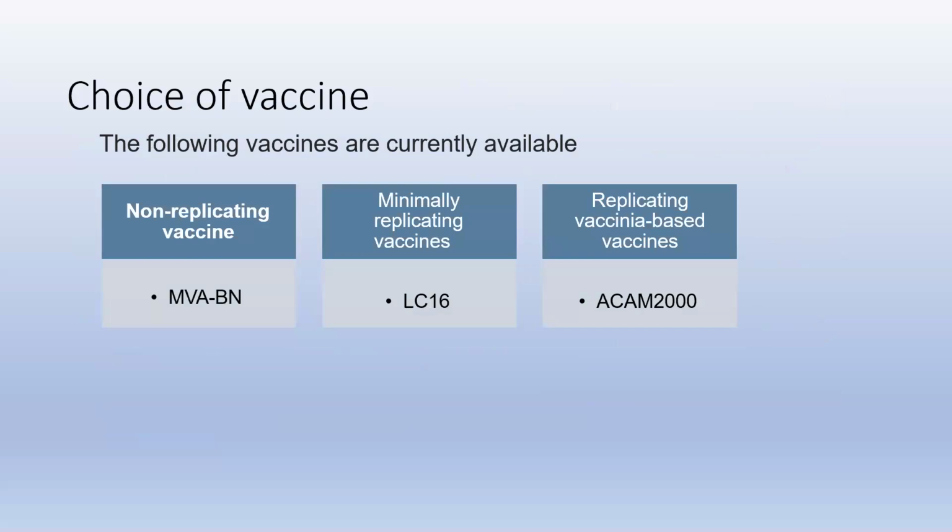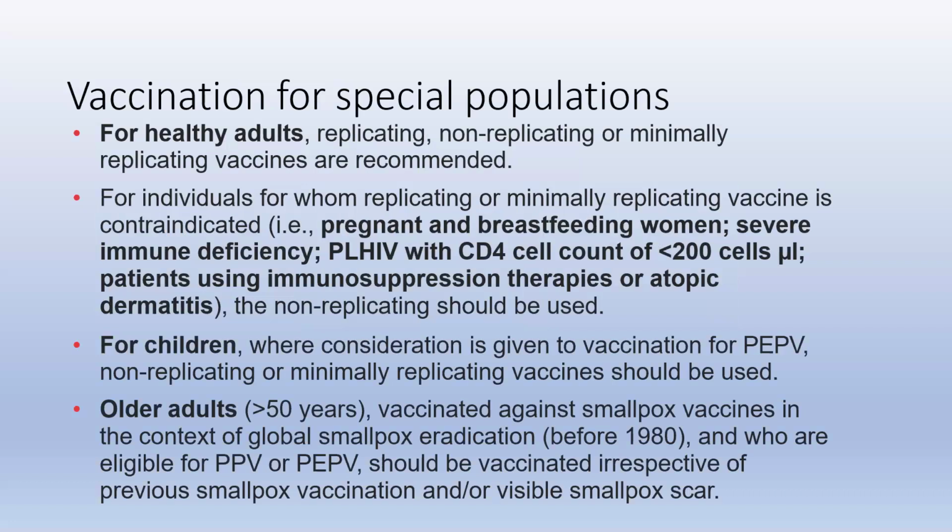Which vaccines are available? So there are 3 types of vaccines. We have the non-replicating vaccine, the MVA-BN. We have the minimally replicating vaccine, the LC16. And we have the replicating vaccinia-based vaccines, the ACAM2000. So which vaccine is suitable for who? For healthy adults, they can get any of the vaccines. So they can get the minimally replicating, non-replicating, or replicating vaccine.